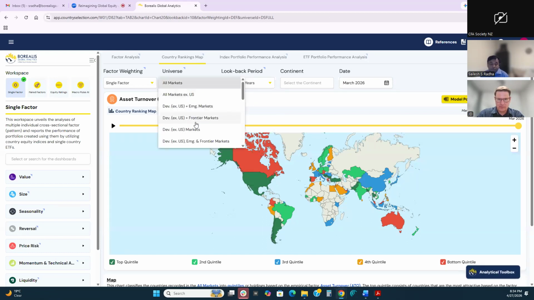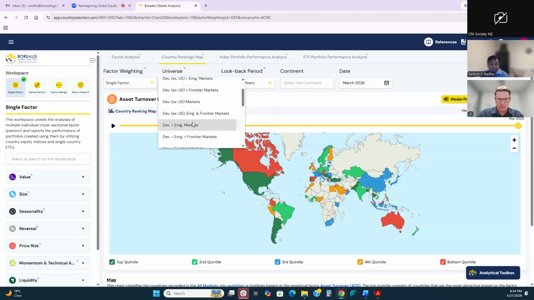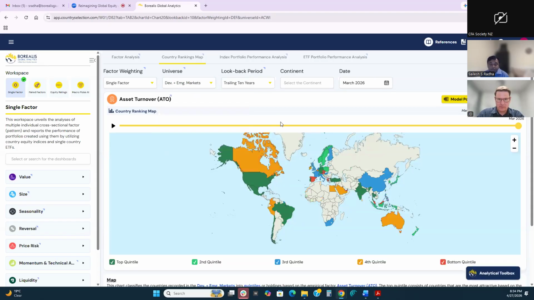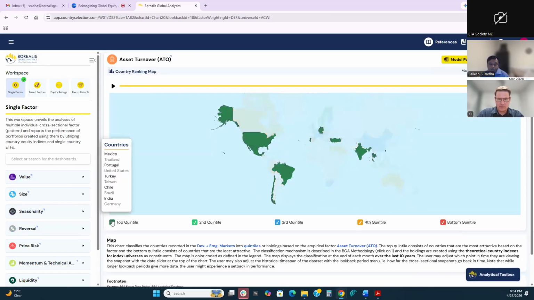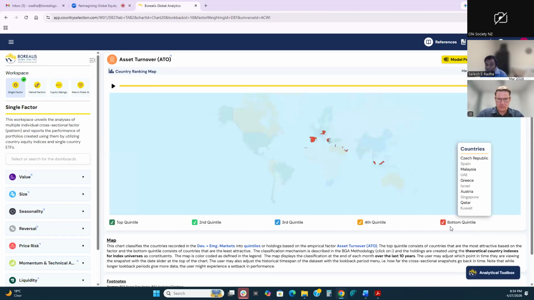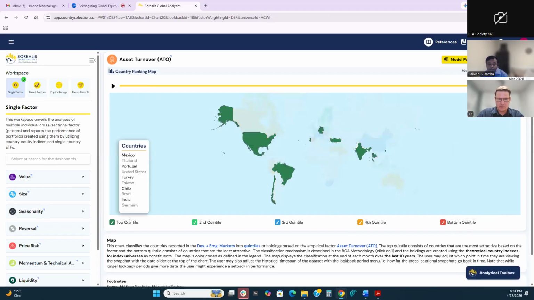Let's do developed plus emerging at this point, right? And this is what it looks like. It's about 48 countries, 24 developed and 24 emerging. Look at the countries in the top quintile. The top quintile has got the most attractive on this factor, and the ones at the bottom have got the least attractive, right? Let's look at the ones which are very attractive on the top, and you see the list there: India, Germany, Brazil, and all.